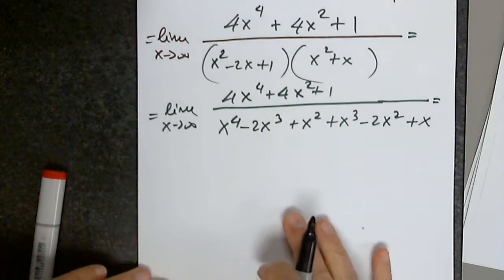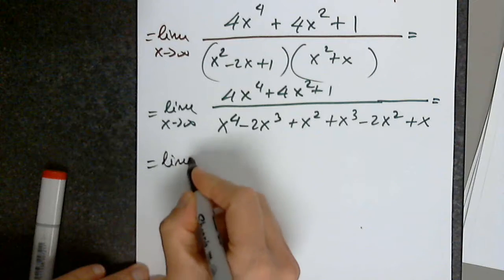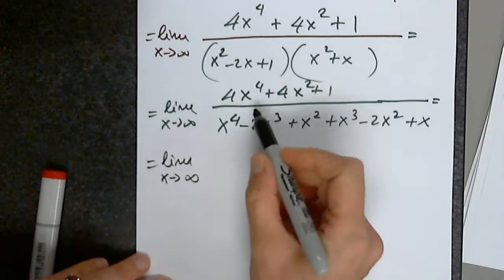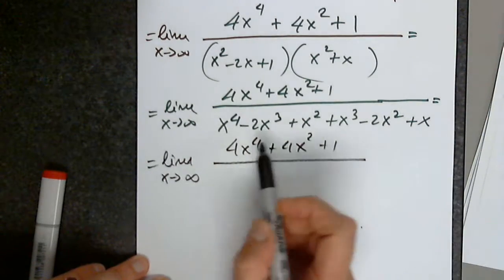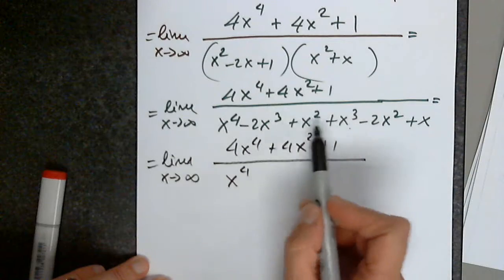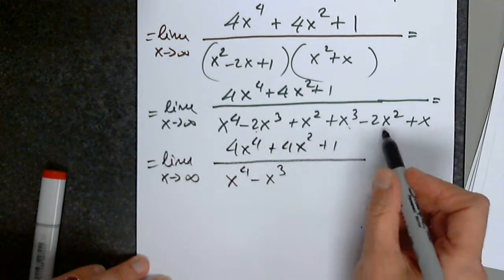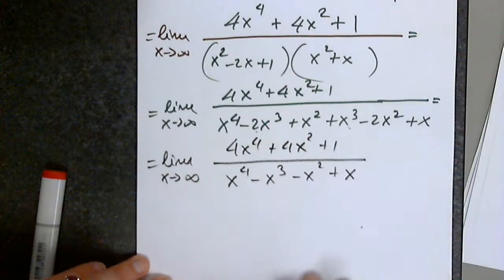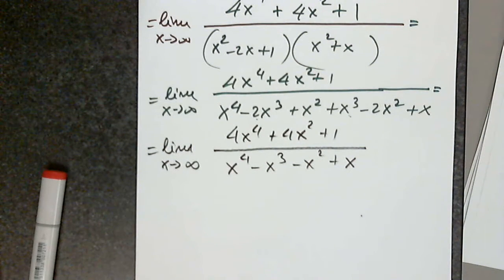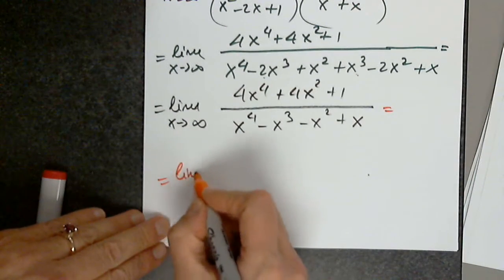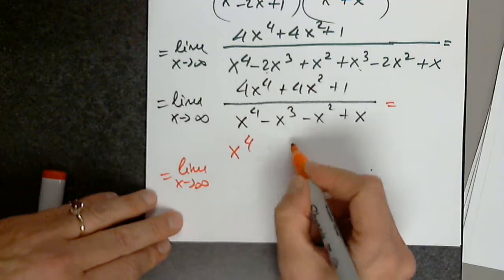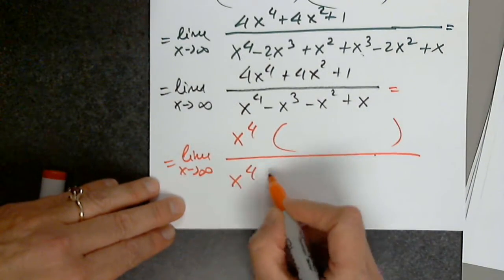Okay, good. Now I have to combine like terms in the denominator. So limit as x approaches infinity, 4x to the fourth plus 4x squared and plus 1. Now I see x to the fourth is by itself, x cubed minus x cubed, and then minus x squared and plus x. Perfect. Like we did last time, what am I going to pull out from the top as well as from the bottom? Exactly. So limit as x approaches infinity, x to the fourth, x to the fourth.